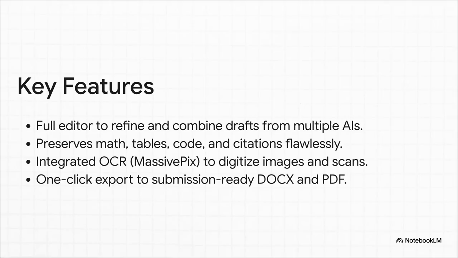Okay, so here's where you can really see the big shift. This isn't just about getting content out of an AI. It's about what you do with it after. You get a full editor right there to tweak and perfect your drafts. And get this, you can pull content from ChatGPT, then grab a table from Gemini, and maybe add a summary from Claude, all into one single cohesive document. It nails the hard stuff, the math, the tables, the citations, before you even think about exporting that submission-ready file. That's what makes it a genuine environment, not just a tool.